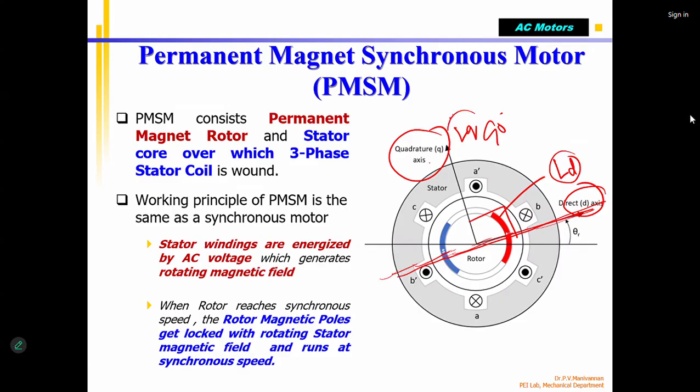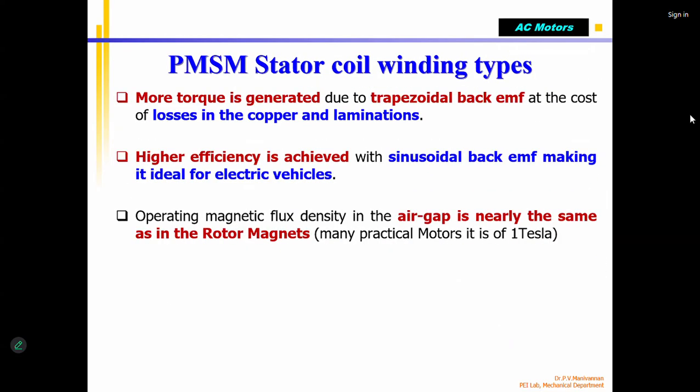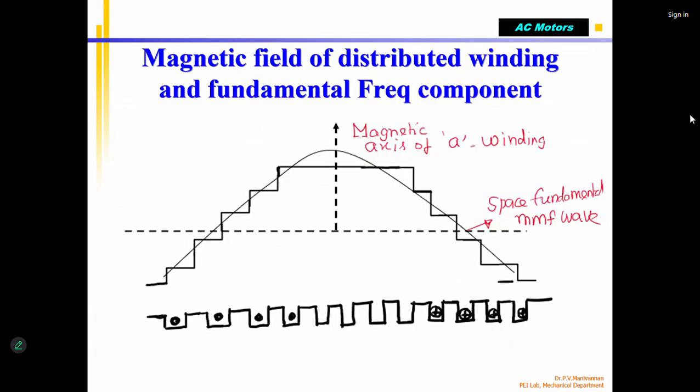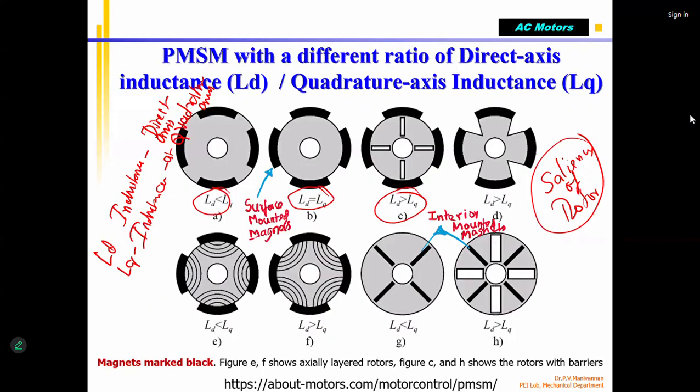These are called the two inductance values of the synchronous motor with respect to each axis. This is a very important parameter which is going to decide torque production, smoothness, and how much torque is produced in the permanent magnet synchronous motor. That's why they have different types of rotors.